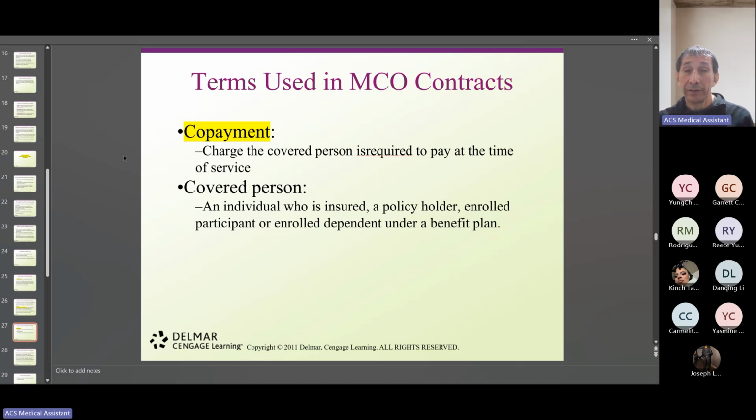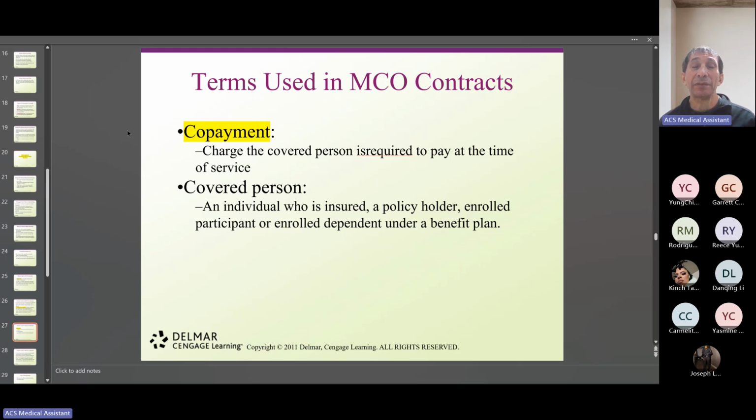Now remember, if someone has an HMO, usually they do not pay. Medicaid, any of those plans under Medicaid, sometimes they don't have to pay anything. It's not that they're not paying, it's that the copayment is included within the capitation, the capitated fee. So that's basically what it is.